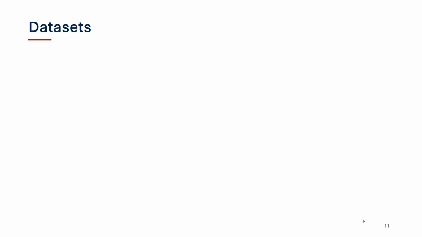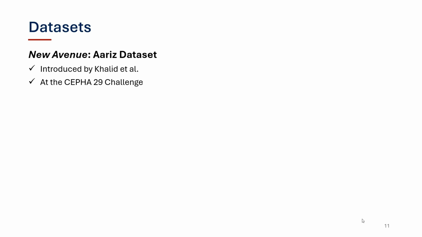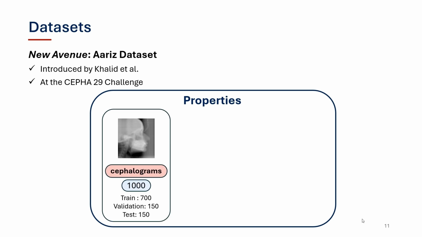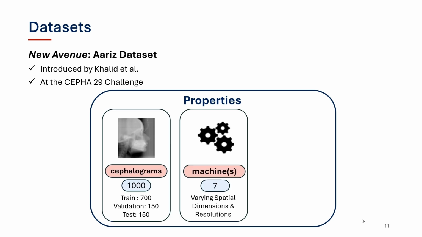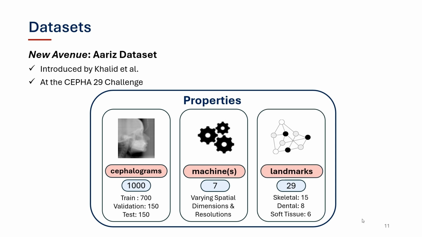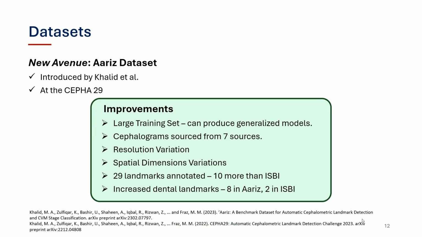This issue was solved by the RS dataset, which was proposed by our lab at the CEPHA29 challenge and is the new benchmark dataset. This contains 1000 cephalograms coming from 7 different imaging devices with 29 landmarks annotated per cephalogram. RS shows great progress due to its large training set and resolution and spatial variability, which was not found in any of the previous datasets. Despite its improvements, there is no methodology to date that caters to the variability found in this dataset.